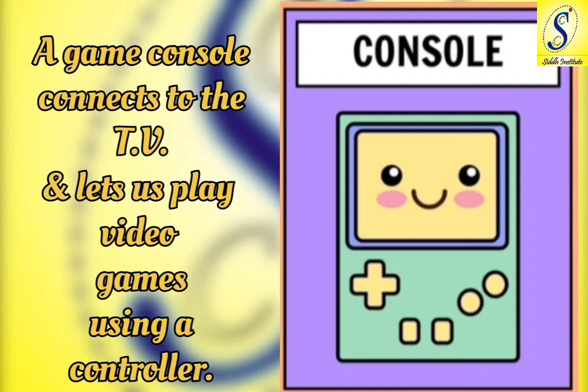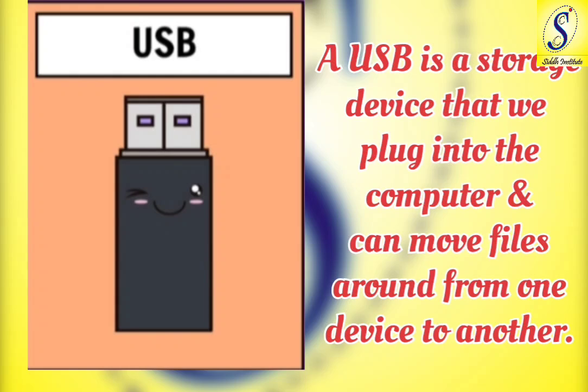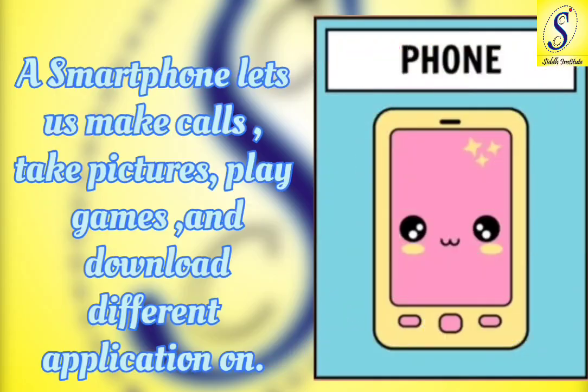A game console connects to the TV and lets us play video games using a controller. A USB is a storage device that we plug into the computer and can move files around from one device to another. A smartphone lets us make calls, take pictures, play games, and download different apps.